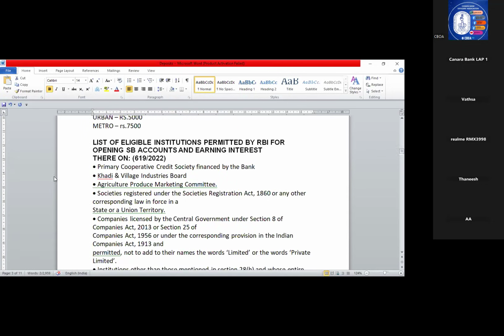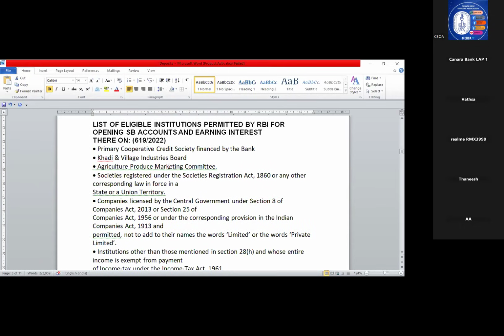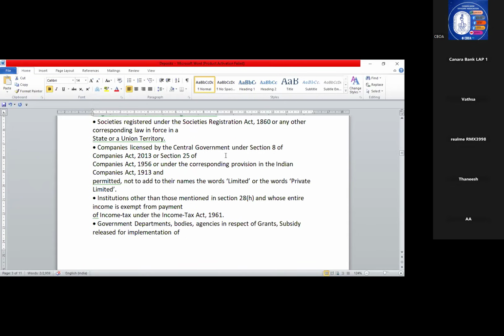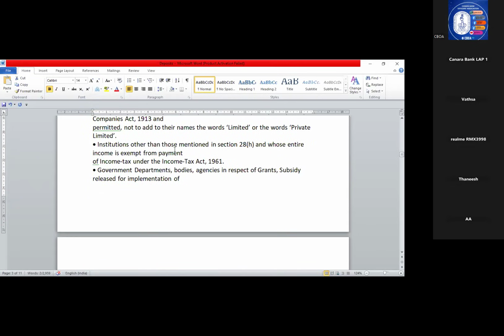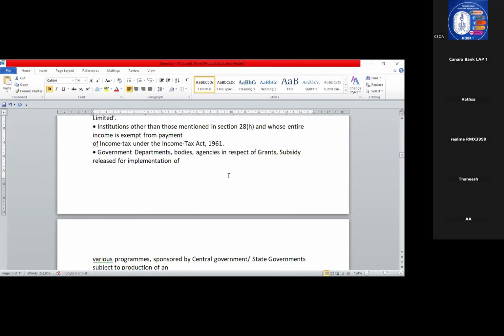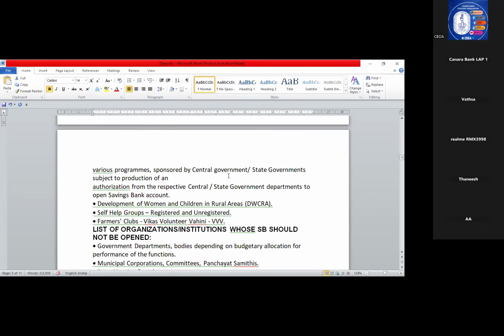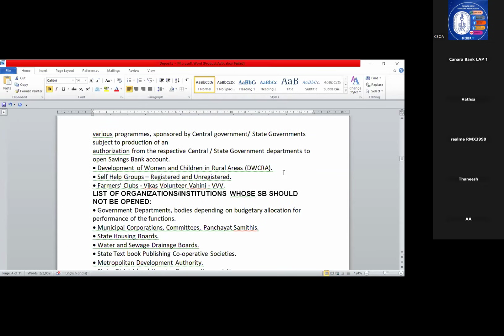This is for current account. And list of eligible institutions permitted by RBI for opening SB accounts. Primary Cooperative Credit Society, Khadi and Village Industries Board, Agriculture Produce Marketing Committee, societies registered under Societies Registration Act, companies licensed by central government, then institutions other than those mentioned in this section whose entire income is exempted from payment of income tax, government departments, bodies, agencies of grants, subsidy released for implementation of various programs. Then DWCRA, self-help groups, registered or unregistered farmers club.